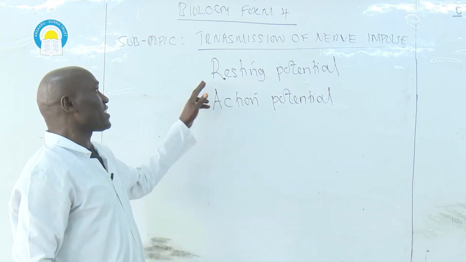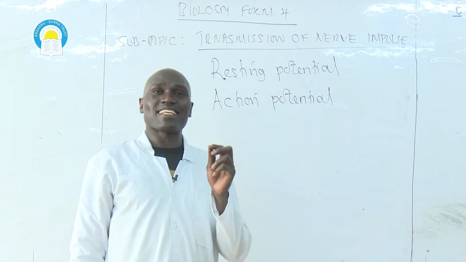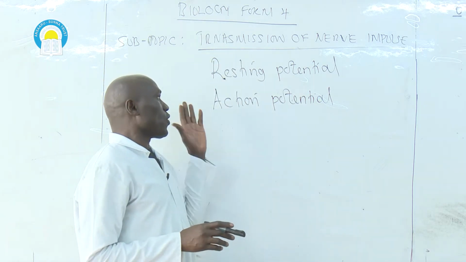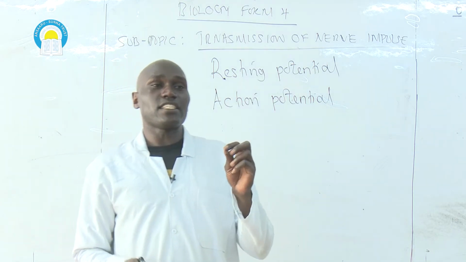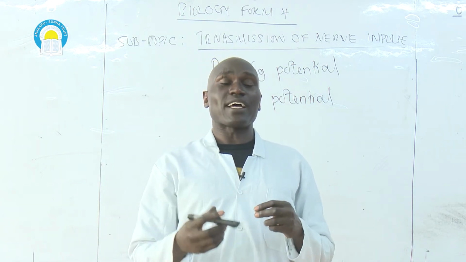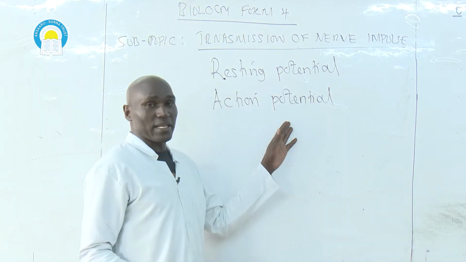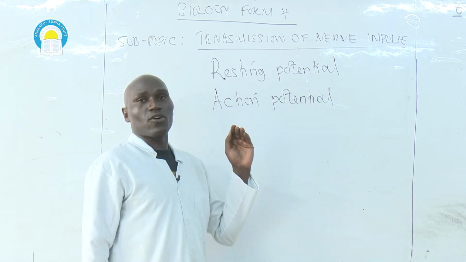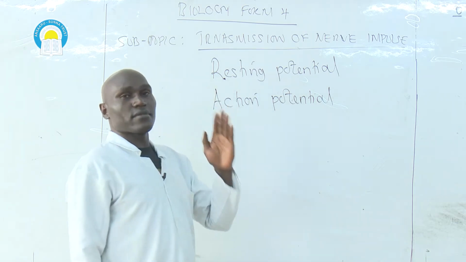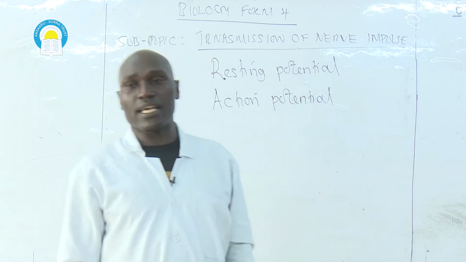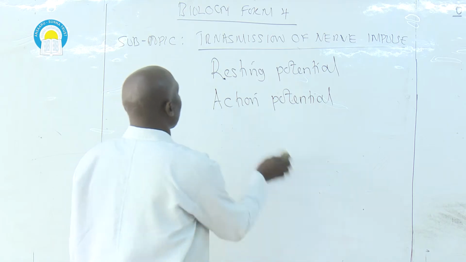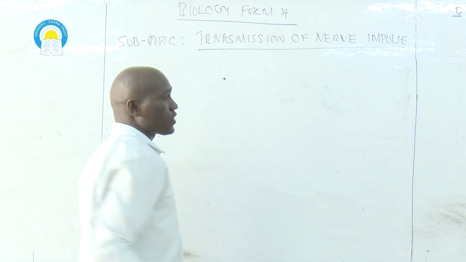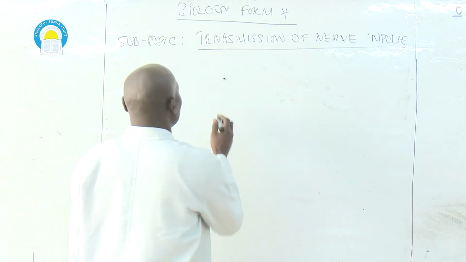So, at resting potential, a neuron is at rest. That means it's not transmitting any nerve impulse. At action potential, it is a condition in which a neuron is transmitting nerve impulse. So, at action potential, nerve impulse is being transmitted along a neuron. At resting potential, the neuron is not transmitting a nerve impulse, therefore it's at rest. So let's look at each and every condition on its own. We'll start off with resting potential.